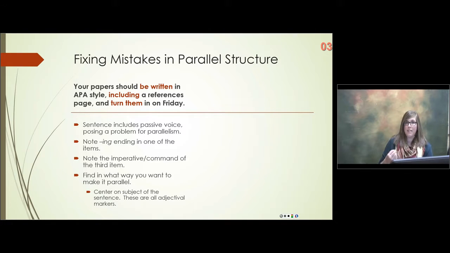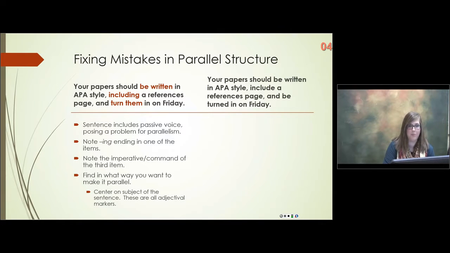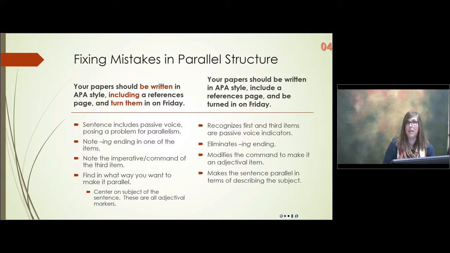I like to center, for at least an issue like this, on the subject of the sentence. These are all adjectival markers, okay? So the subject is your paper, and these are markers that are describing what you're doing with your paper, right? So your papers should be written in APA style, include a references page, and be turned in on Friday. So all of these, written, include, and be turned in, are adjectival markers that describe the paper.